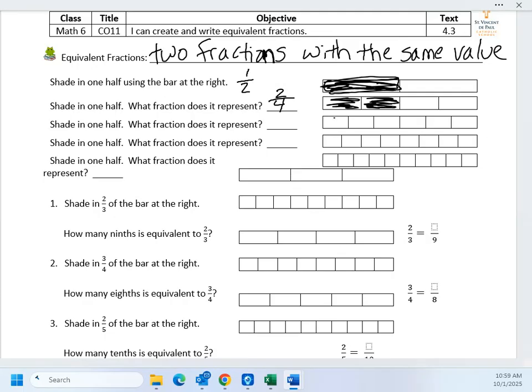Now we're going to shade in 1/2 over here. What fraction would that be, Jack? 3/6. Same value, the same amount is being filled in. It's just broken into smaller parts. Shade in 1/2 again. What's this fraction, Rhoda? 4/8. Again, same amount. We're going to shade in 1/2 again.